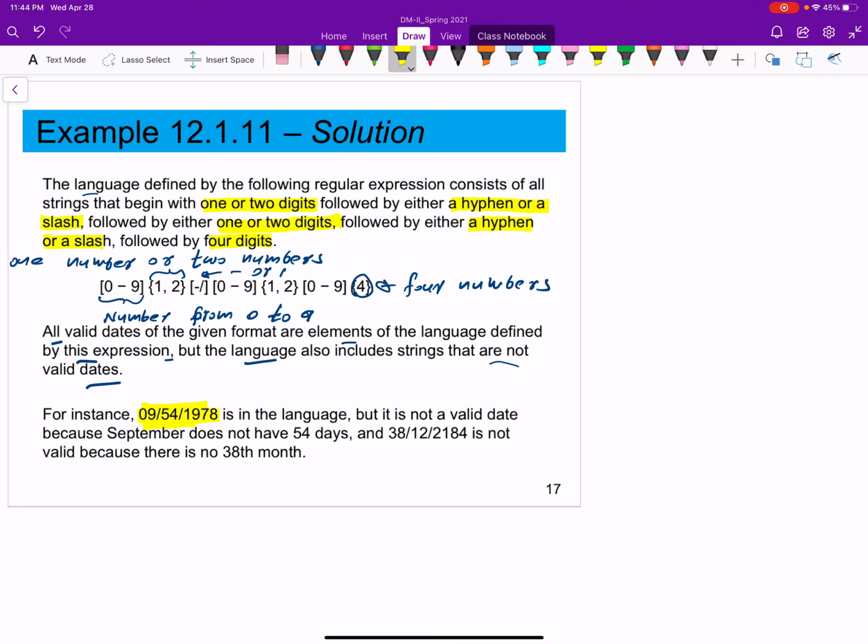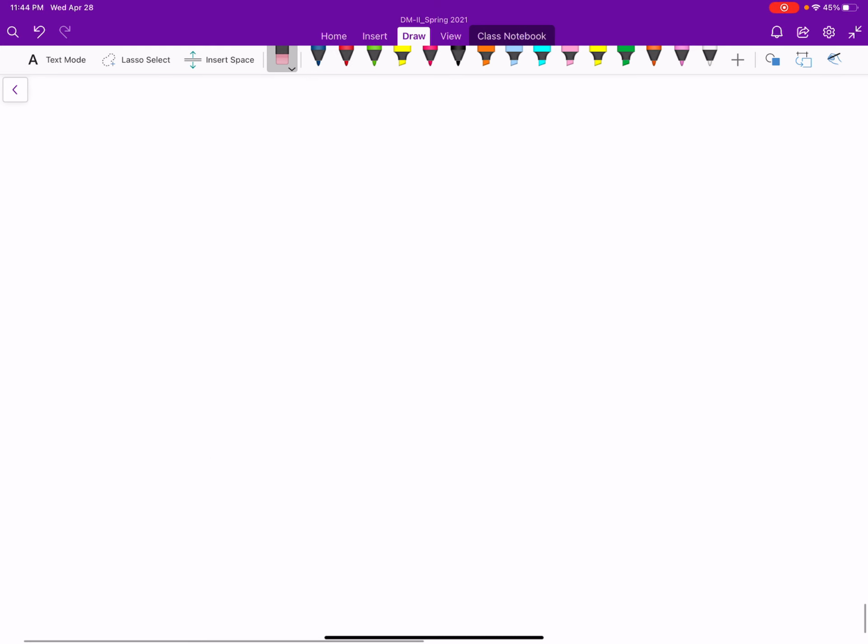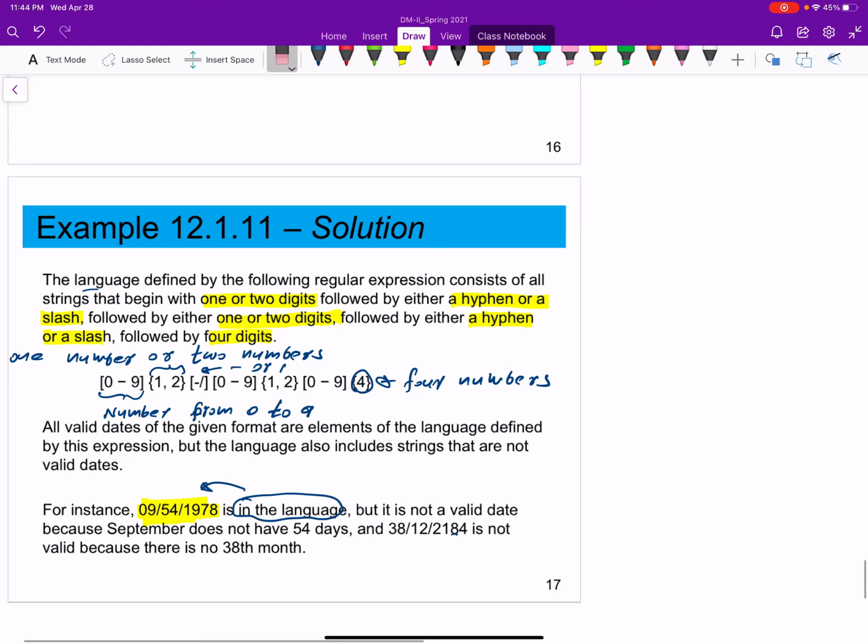This is in the language, but it is not a valid date because September does not have 54 days, and 38/12/2184 is not valid because there are no 38 months. Okay, now you can understand what is given here, which is very straightforward. Yes, that is the end of this section. Thank you very much.